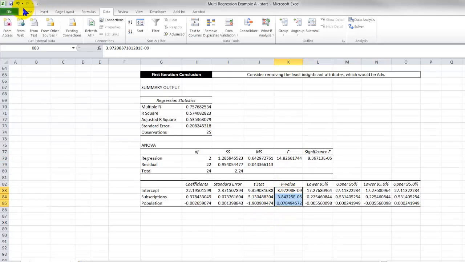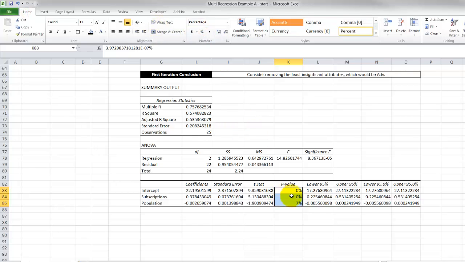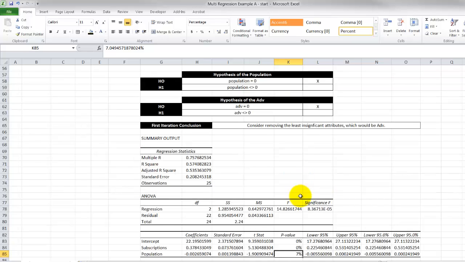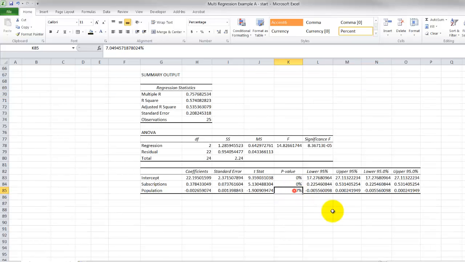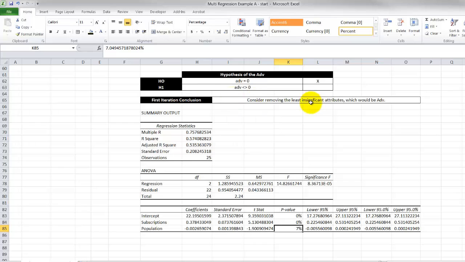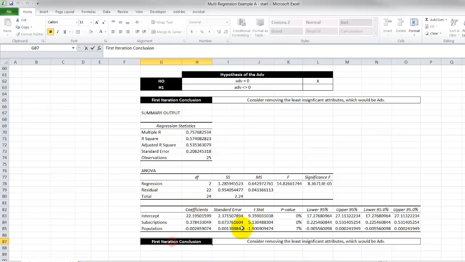We can quickly look at the p-values. And now we have two significant attributes and one insignificant. During the first iteration, the p-value was 5.3%. It had a chance to go below 5, which is why I wanted to use this stepwise fashion of removal. But instead of going down, the p-value actually went up. So my second iteration conclusion is that I would consider removing the least significant attribute, which would be population.